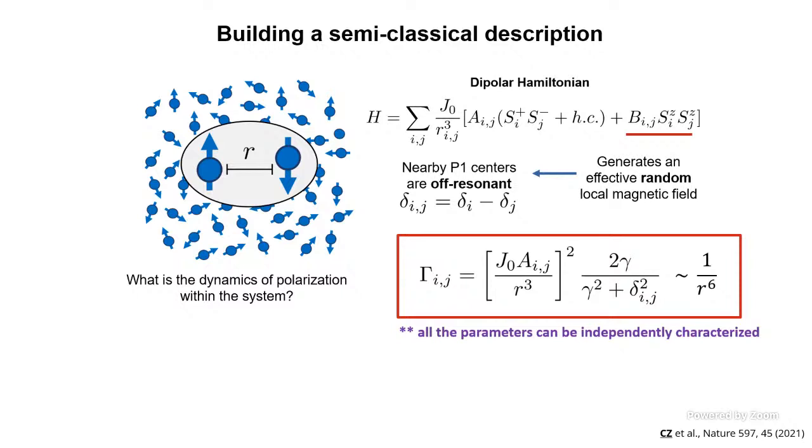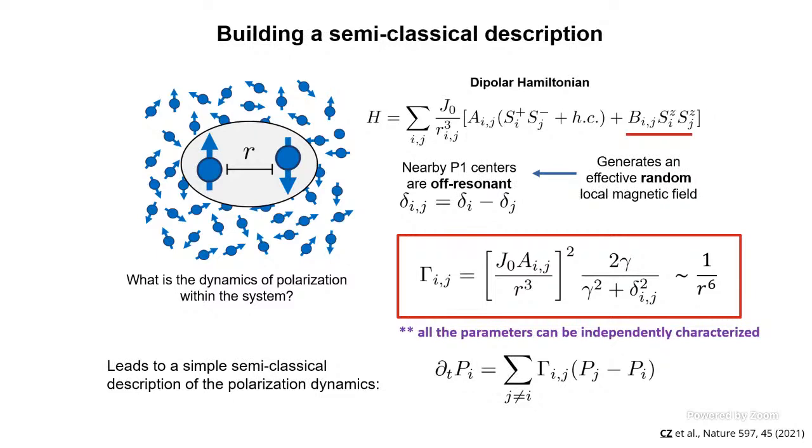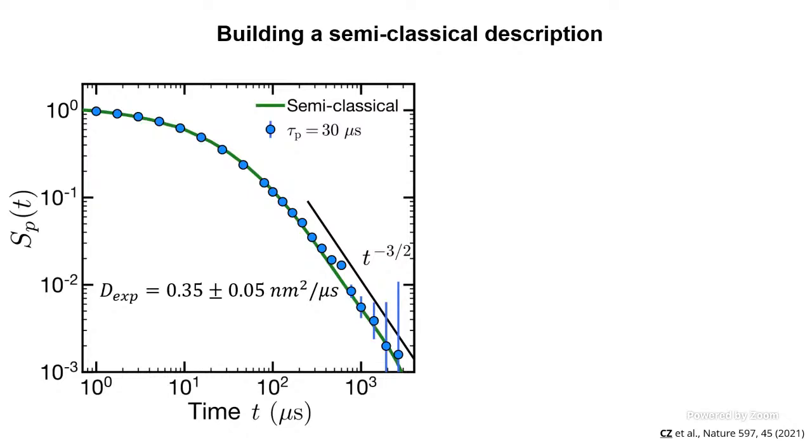Note that all these parameters can be independently characterized. For example, the distance we can characterize by measuring the density or the spin interaction strength. We can also measure gamma by looking at the coherence time of the NV, and delta by measuring the line width of the NV centers. This leads to a simple semi-classical description as a set of differential equations. Using our model, we can fit very well to the experimental data, which shows our model works very well. I want to emphasize again, there are no free parameters in our model because all the parameters can be independently verified. With this, we also extract a diffusion coefficient of around 0.37 nanometer squared per microsecond, which agrees very well with the experimentally measured one.